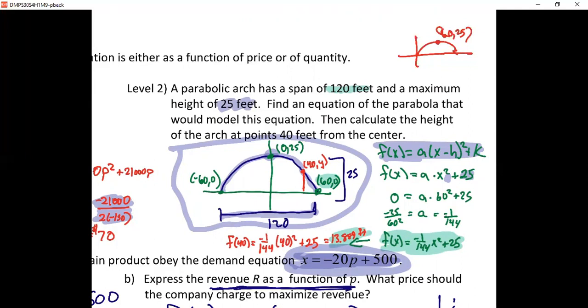In the end, I do have to figure out my A value. My A value is -1 over 144. And then one more step, and I'm trying to change colors here. I think I'm just going to go back to the green. We're going to calculate the height 40 feet from the center. So that's what I'm doing here. I have that point 40 feet from the center. I plug in 40, basically I'm finding f of 40, and I get 13.889. Really it's 13.8 repeating, but 13.889.